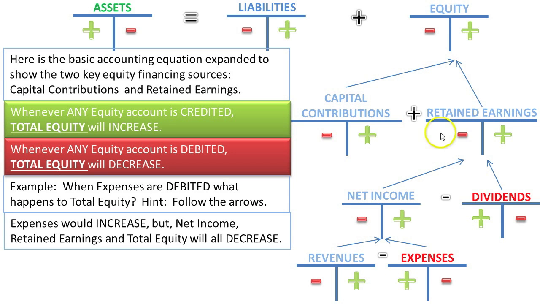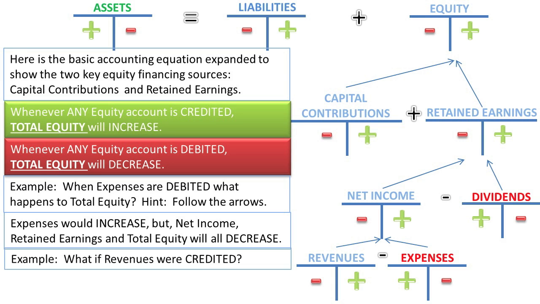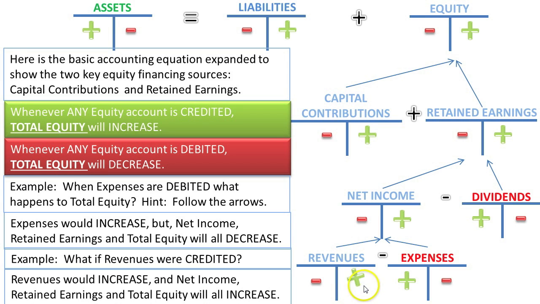Example, when expenses are debited, what happens to total equity? Hint, follow the arrows. Expenses would increase. Net income would decrease. Retained earnings would decrease, and total equity would decrease. Example, what if revenues were credited? Revenues would increase, net income would increase, retained earnings would increase, and total equity would increase. If you were to credit an expense, that would reduce expenses. By reducing expenses, your net income will increase, retained earnings will increase, equity will increase.